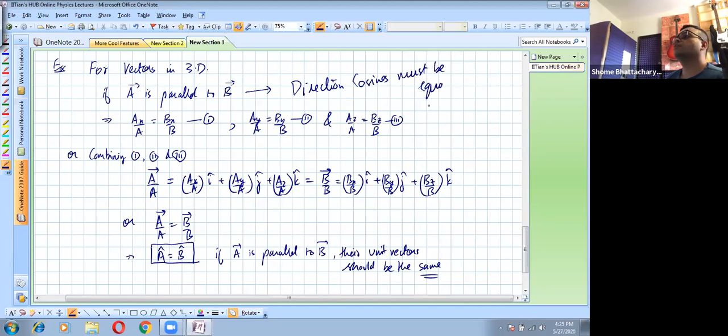Okay. So that is what we have expressed here in equations 1, 2, and 3. And then combining the fact that the direction cosines are equal into a vector equation, that just means that vector A divided by its magnitude must be equal to vector B divided by its magnitude, which basically means that they have the common unit vector. Whatever the unit vector of A is, the same is the unit vector of B.